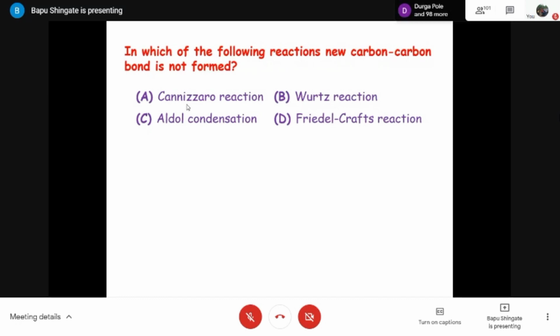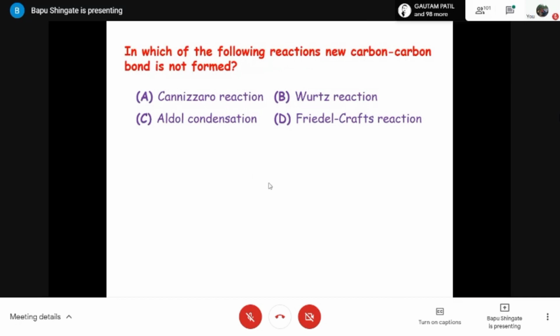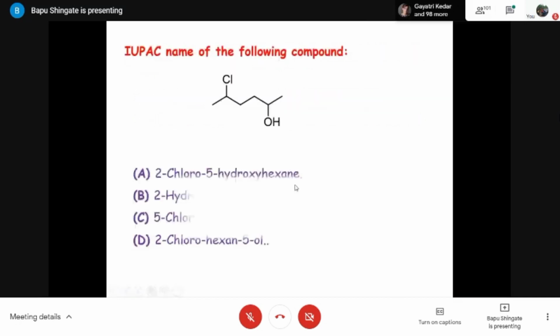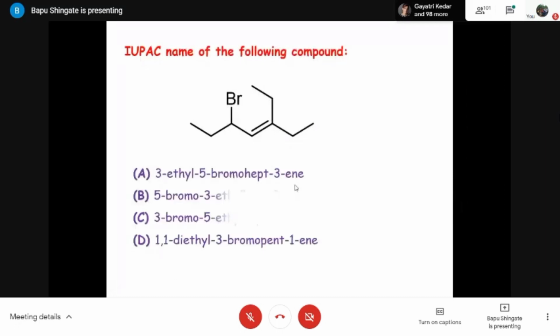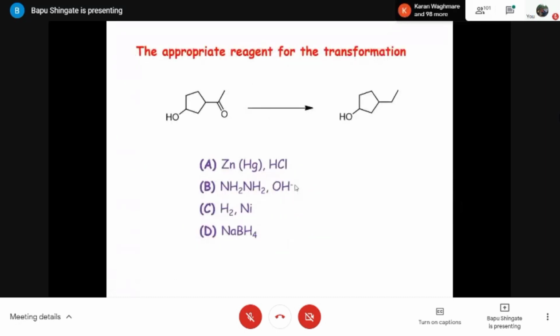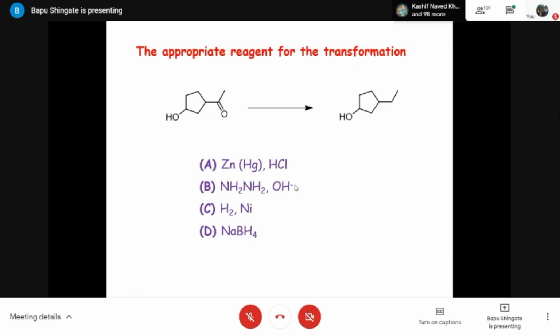See, this is a beautiful question. In which reaction is no carbon-carbon bond formed? Okay. We'll not discuss this IUPAC question. I think it is 5 o'clock and this is the last question for today's discussion.